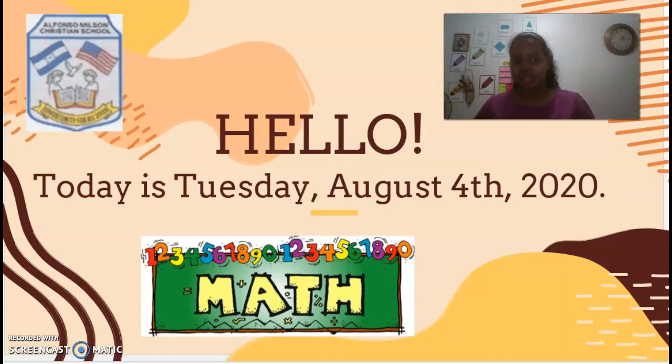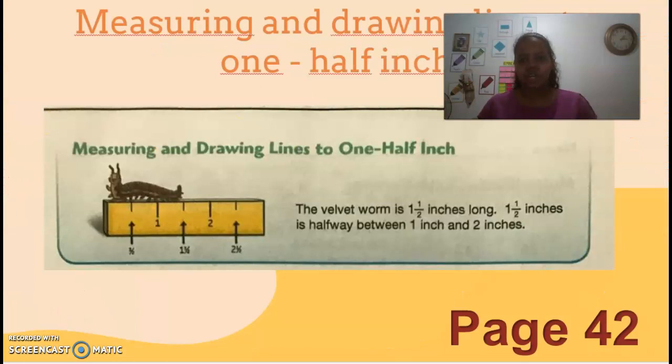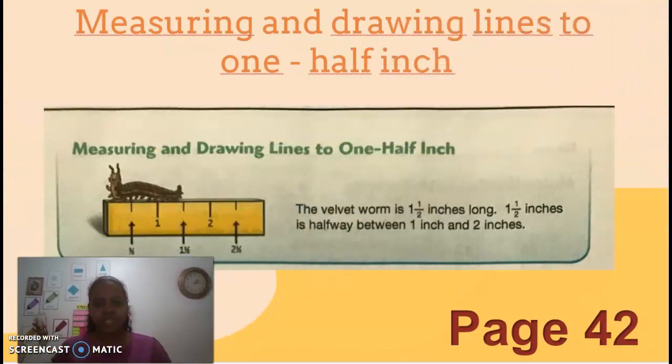Yesterday we started learning about some measures. Go to book page 42, please, of your math book. Page 42. The topic was measuring and drawing lines to 1/2 inch. So we were learning that our ruler has in the middle some lines that are called 1/2 inch.